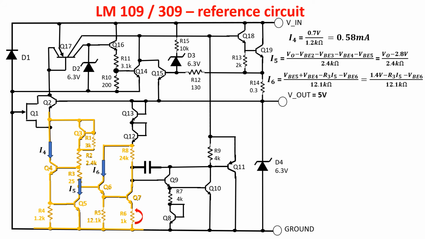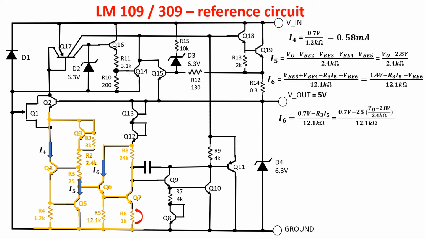VBE4 and VBE5 are 0.7 volt each, but VBE6 is a little less than 0.7 volts because the current I6 has a low current density, so 1.4 volt minus VBE6 is a little more than 0.7 volts, but this is compensated by the R3 I5 term to reach a numerator of 0.7 volt. At the moment, let's say just VBE6 is 0.7 volt, so I6 becomes this as a function of Vout.